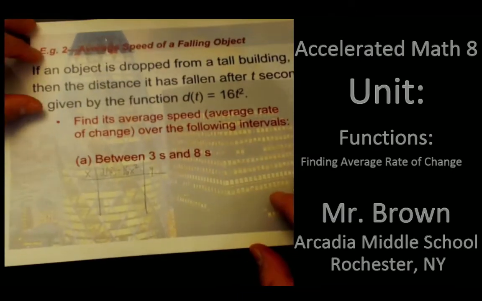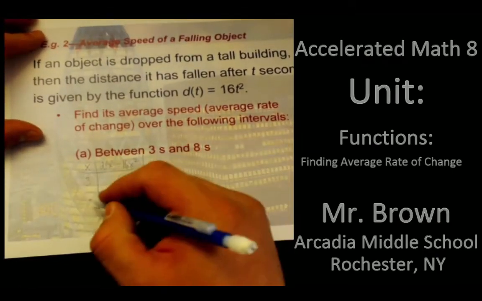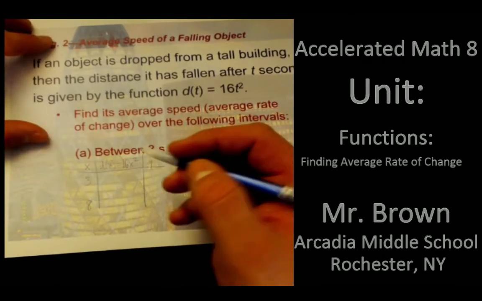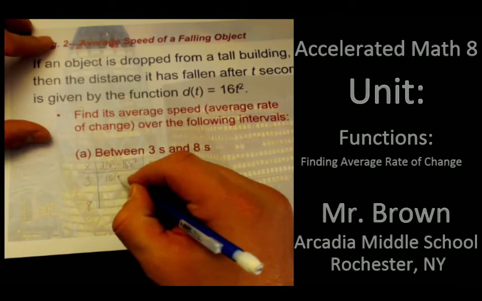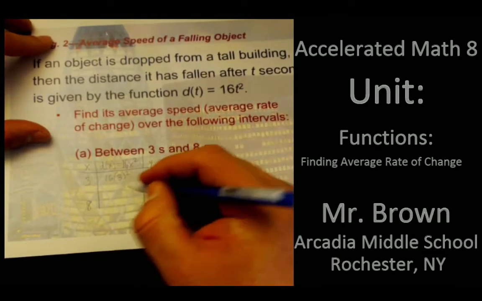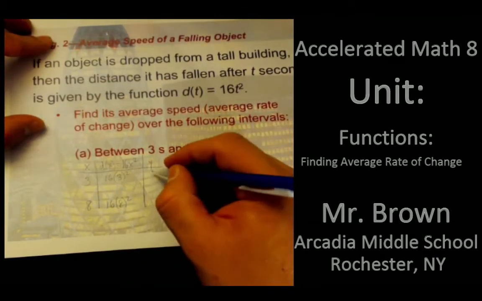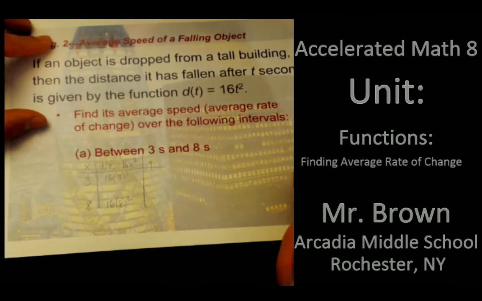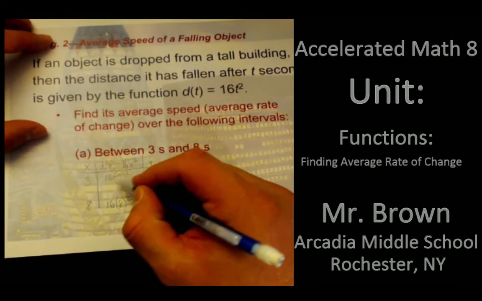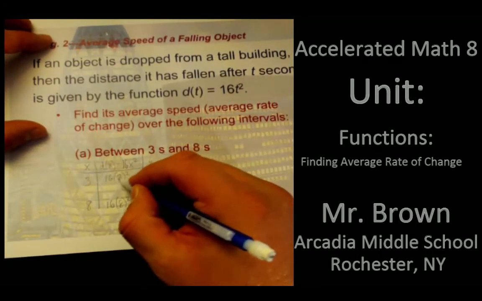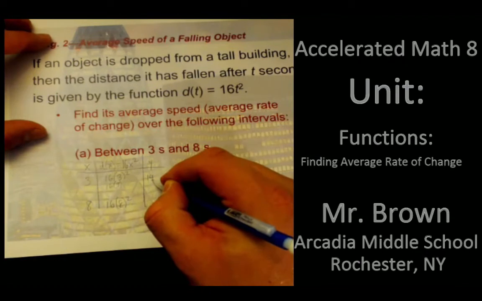But anyways, just to keep going forward here, what you have to know is between 3 seconds and 8 seconds. So what you do is you substitute this 3 in for where the time would go, 16 times 3 squared. And for this one, it would be 16 times 8 squared. To figure out the y value, or the amount of distance the object had fallen, at 3 seconds is 3 times itself, or 3 squared, is 9. 9 times 16 is going to be 144.